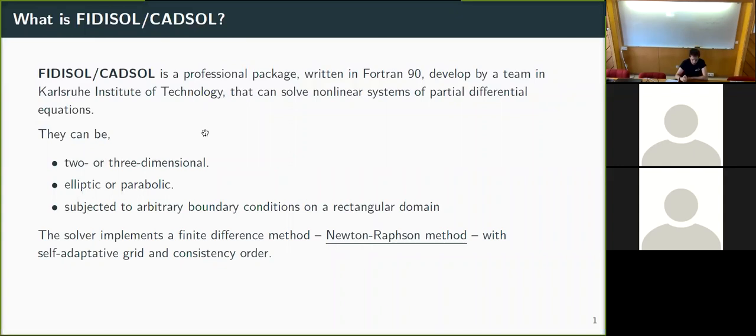The solver uses a finite difference method, which is a Newton-Raphson method, and can use a self-adapting grid and some arbitrary consistency order. The solver also provides, and this is quite a feature of the solver, error estimations for the computed solution.